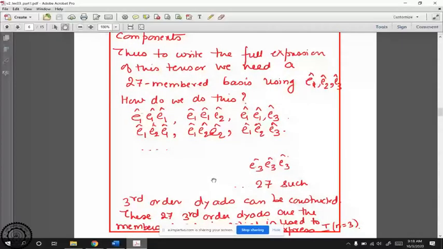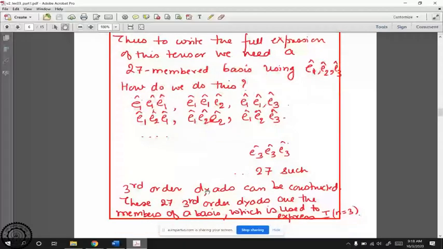Now, these you can call third order dyads. We do not have any special word for the combination with 3 unit vectors, or for that matter 4 and 5, as it will keep increasing. So I find it convenient to call them third order dyads. Third order dyad means it is a combination of 3 unit vectors standing next to each other, and order matters.